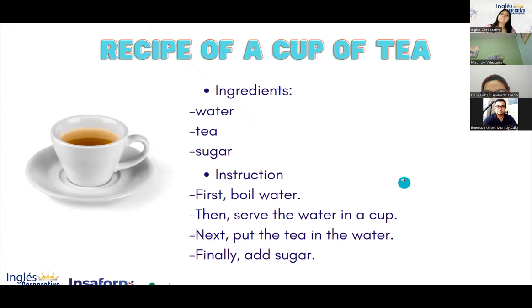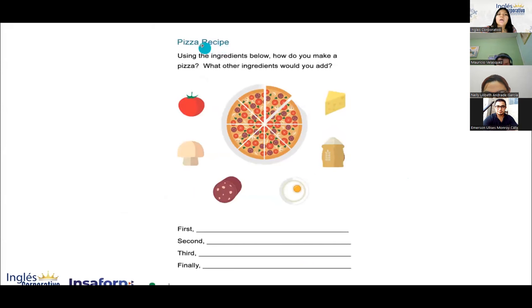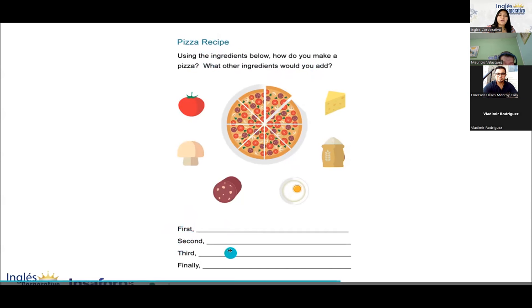Now let's move on. This one is a pizza. How do we pronounce this word? Recipe. Very good. So pizza recipe. Using the ingredients below, how do you make a pizza? Give me four steps. First, second, third, and finally. Okay, think about it.